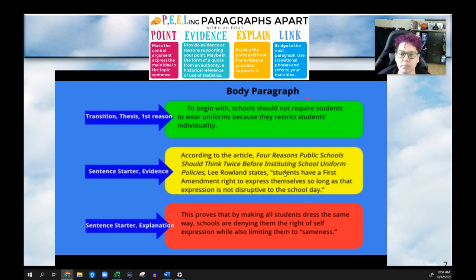And typically in a paragraph, you want to have 2 pieces of evidence, and that means you would have 2 explanations to link each of those pieces of evidence back to your main point. And then you would have a closing sentence that kind of moves you into that next paragraph. Okay.